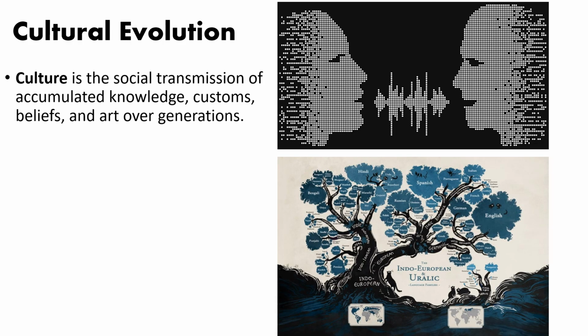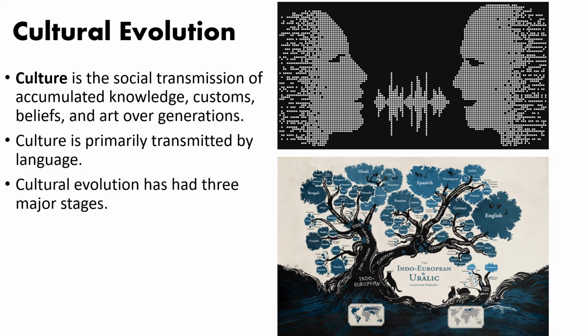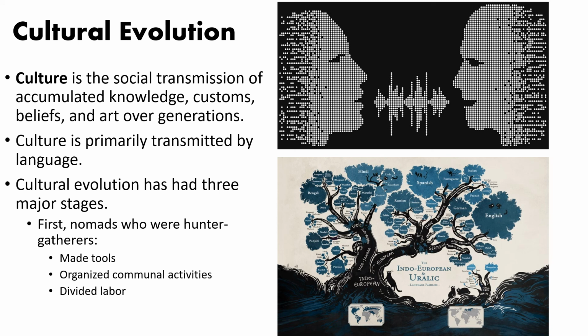Now, culture that we've mentioned is going to be really important. So again, this is the social transmission of accumulated knowledge, customs, and beliefs in art over generations. And this is normally going to be through language, but it's not always going to be language. Cultural evolution has had three major stages. If we look at humans, the first were nomads who were hunter-gatherers. They made tools, they organized communal activities, they divided labor, and they created art. So this is our first major stage of human life.